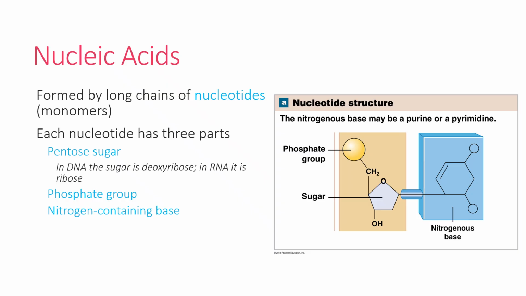RNA stands for ribonucleic acid, and its pentose sugar is no longer deoxyribose, but just ribose. So ribonucleic acid has a ribose sugar. Deoxyribonucleic acid has deoxyribose as its pentose sugar. That's going to be a change from DNA to RNA. So: a phosphate group, this pentose sugar, and then a nitrogenous base, or nitrogen containing base. There are going to be 5 different nitrogen containing bases that we'll look at on the next slide.